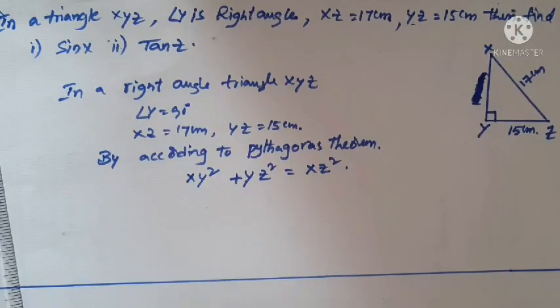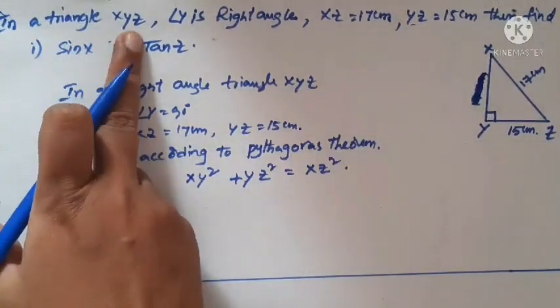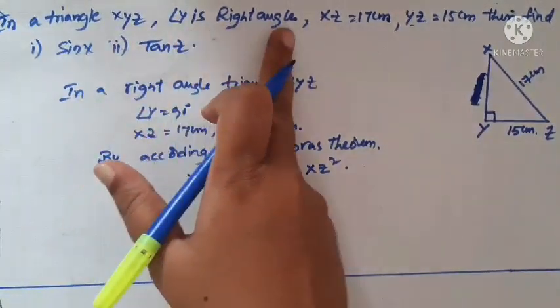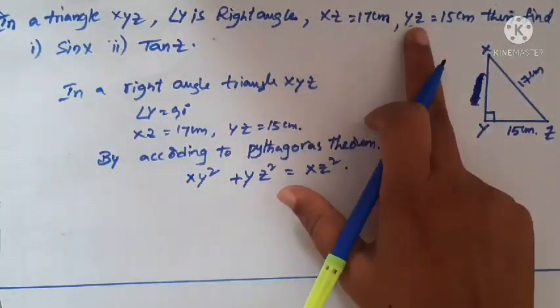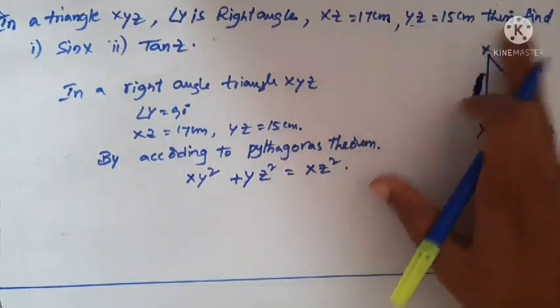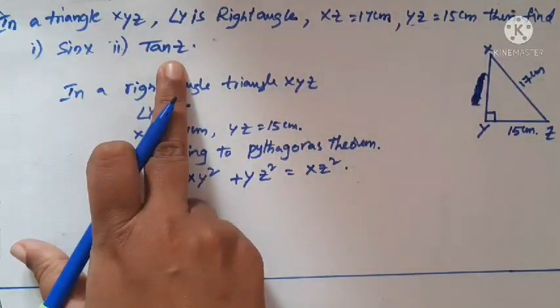Now we will discuss the problem. In a triangle XYZ, angle Y is a right angle, XZ is 17 centimeters, YZ is 15 centimeters. Then find sin X and tan Z.